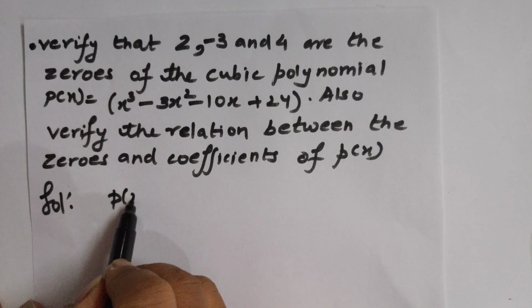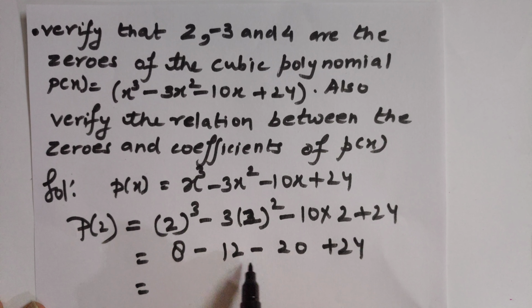So 2³ - 3 × 2² - 10 × 2 + 24, that is equal to 8 - 12 - 20 + 24. Now we can see that 24 plus 8 and 12 plus 20, and we get 0 here.